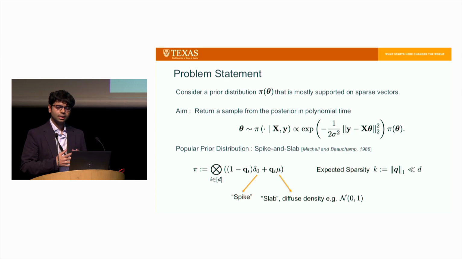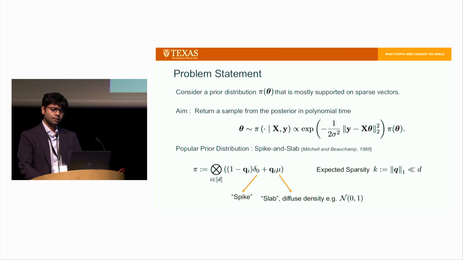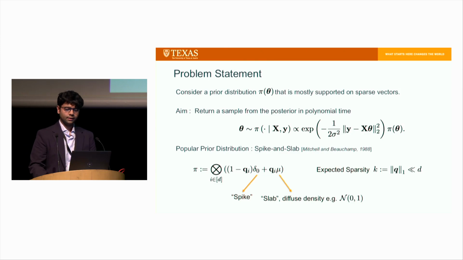In the Bayesian setting, you have a prior from which you have sampled a theta star. That prior is mostly supported on sparse vectors. Given this theta star, you again generate the observation similarly: y is X theta star plus noise. You're given this X and y, and your task is now to sample from this posterior, given X and y, which is given by this expression here.